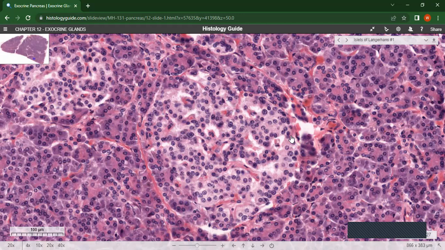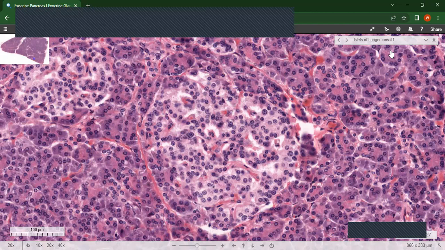Delta cells produce somatostatin, which usually inhibits the other pancreatic cells. The PP cells produce pancreatic polypeptide, which stimulates the gastric chief cells and also inhibits bile secretion.